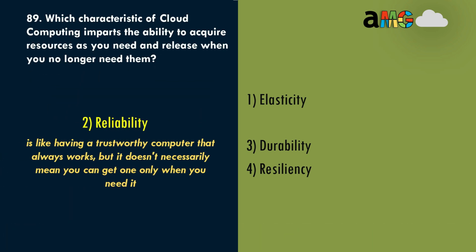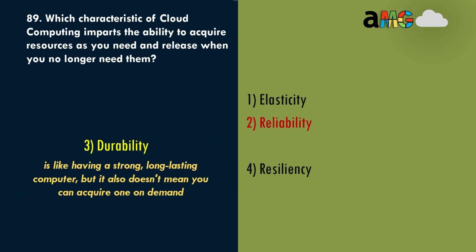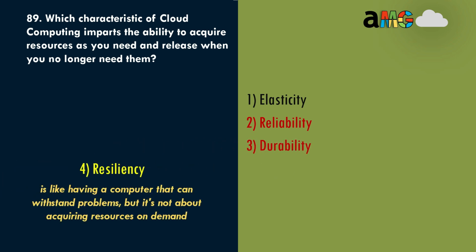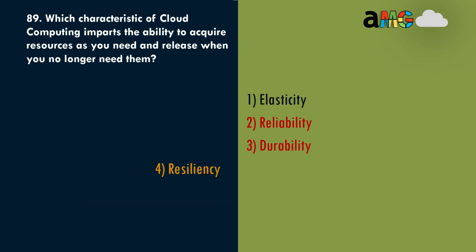Option 2, reliability is like having a trustworthy computer that always works, but it doesn't necessarily mean you can get one only when you need it. Option 3, durability is like having a strong, long-lasting computer, but it also doesn't mean you can acquire one on demand, right? So it is the wrong answer. Option 4, resiliency is like having a computer that can withstand problems, but it's not about acquiring resources on demand. So this is also the wrong answer.